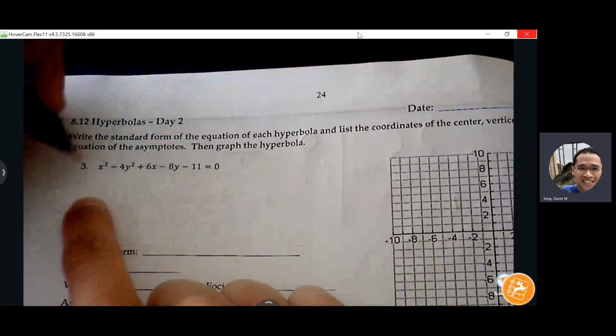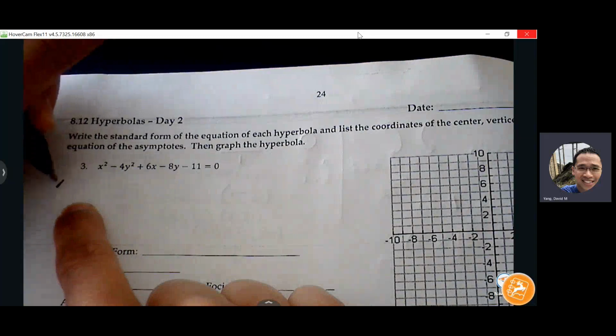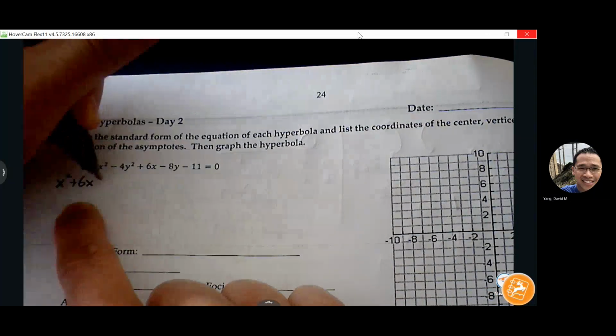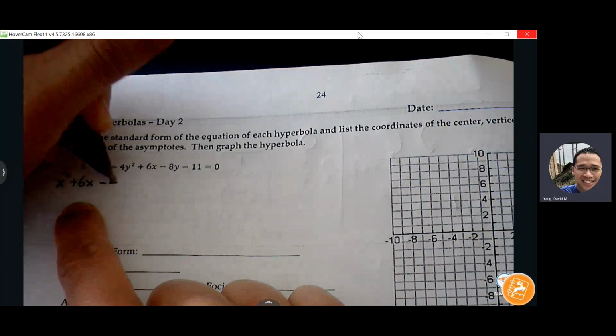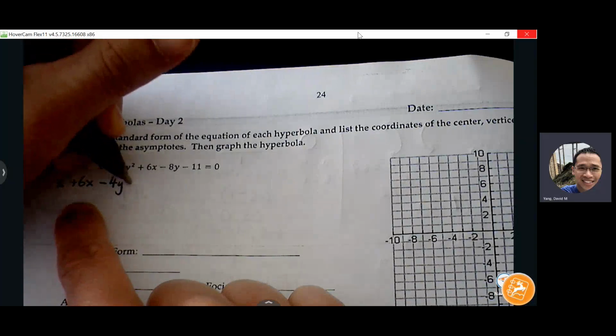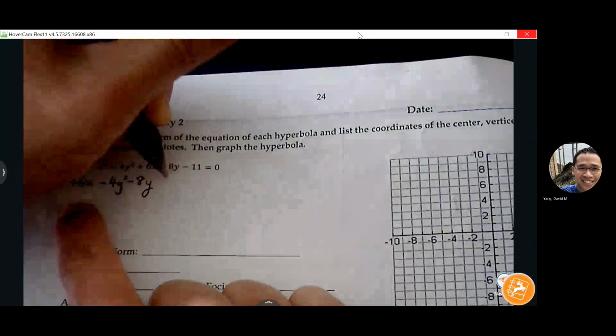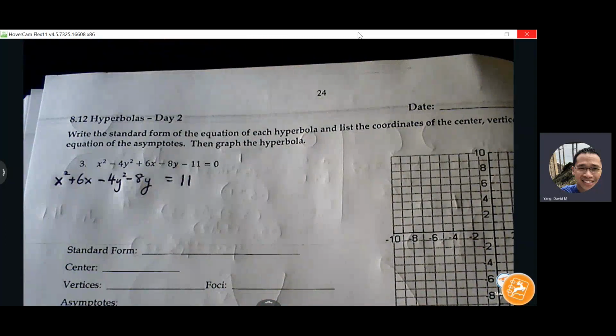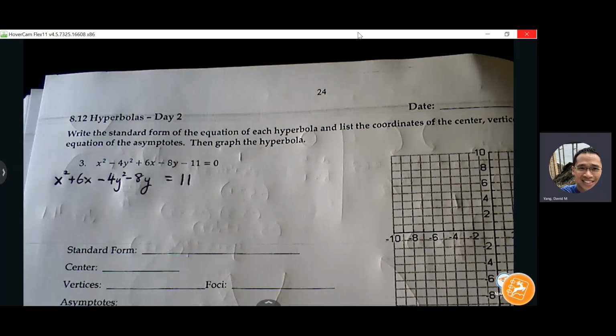So we're going to organize it in this form. I want the x squared together first, then the y squared, then the y's together, and then the constant on the other side. So we're kind of moving towards where we want to go, right? But we want to start setting things up.